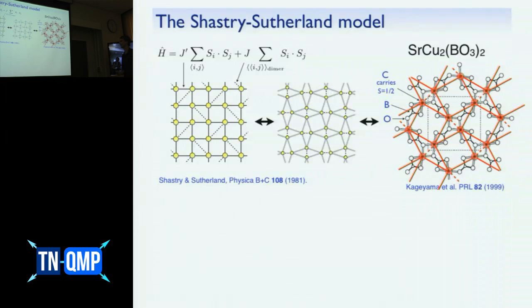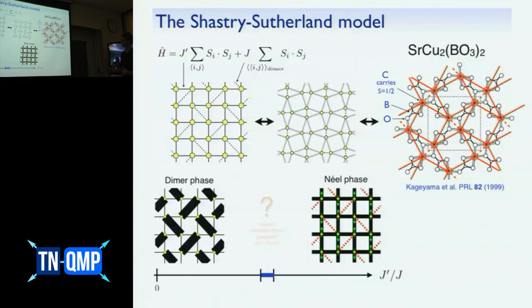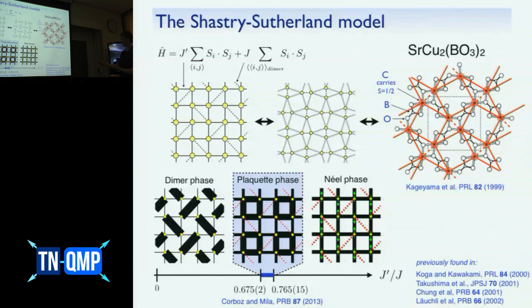Okay, so first thing we did was look at the phase diagram at zero external magnetic field. And there was actually some question what this intermediate phase here could be. Right, so if J prime over J is zero, then you're just left with these diagonal couplings. So we have a dimer phase, and in this limit we have a Néel phase. But what is in between was not really clear. And what we found here is this so-called plaquette phase.